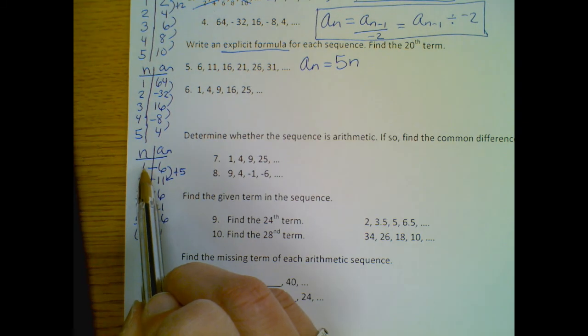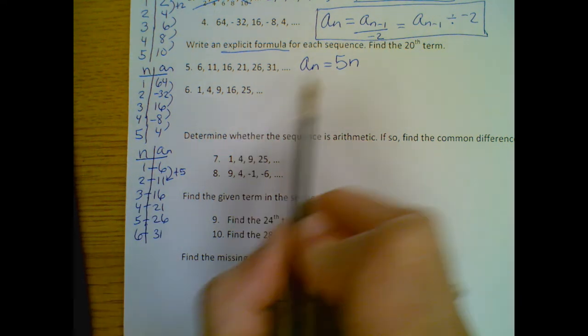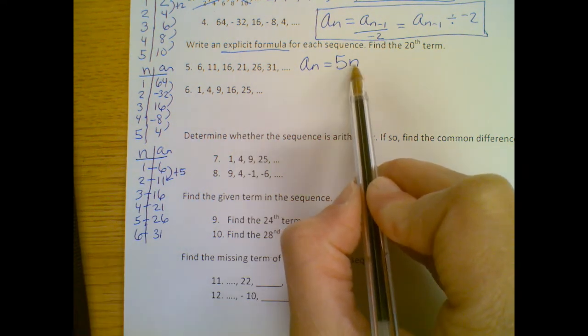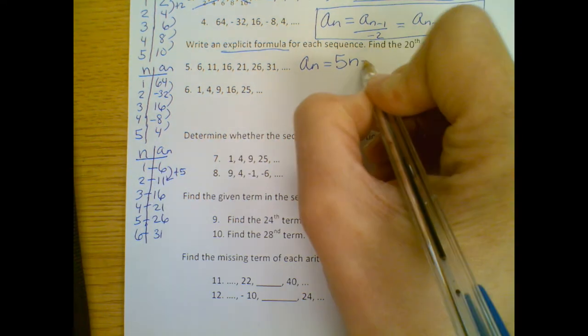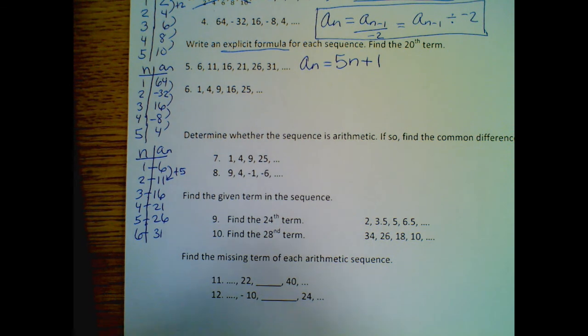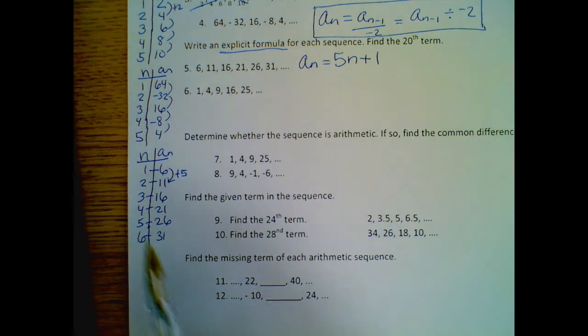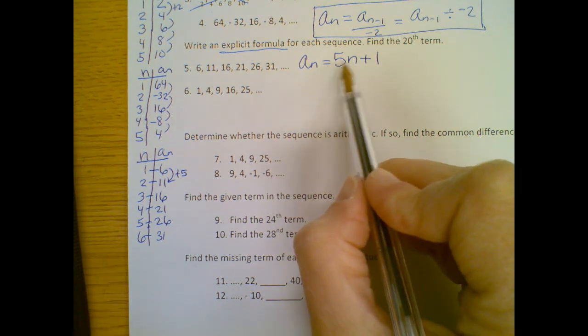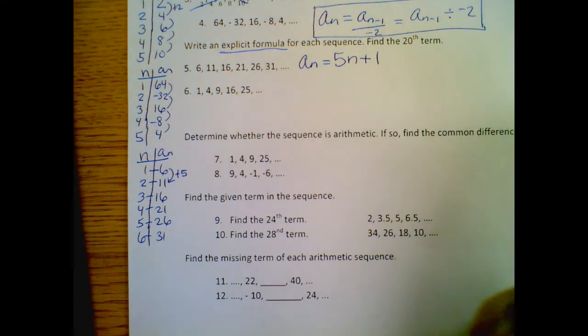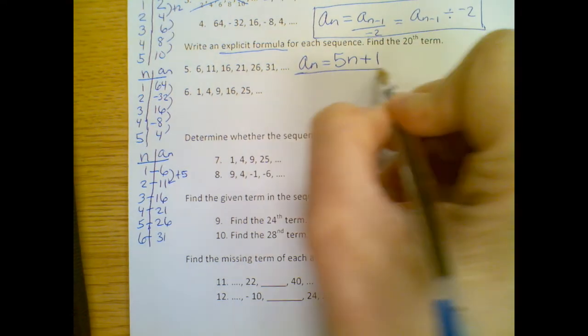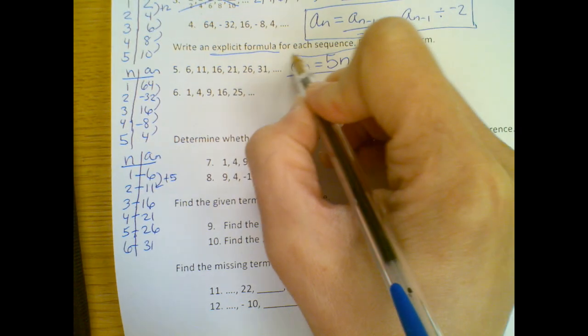So if I plug in one of these numbers, let's see if this works. So if I plug in 1, 5 times 1 is 5. It's supposed to equal 6, so I would have to add 1 to it. Now let's try another one, and it should work every single time now. So if I plug in 6, 5 times 6 is 30, plus 1 is 31. So it's working every single time. So then that is my equation.